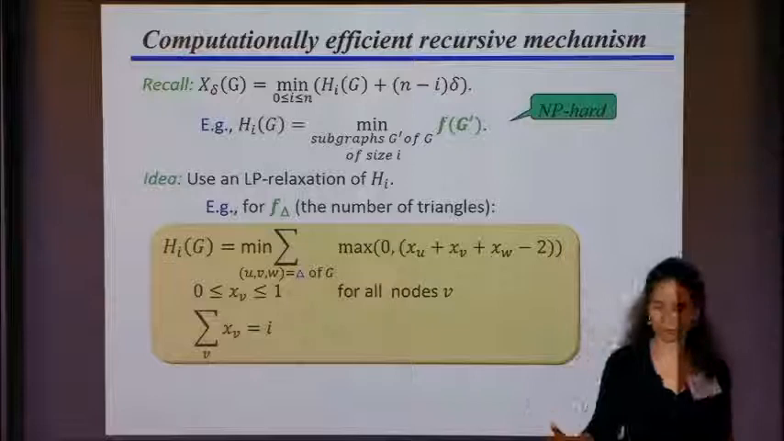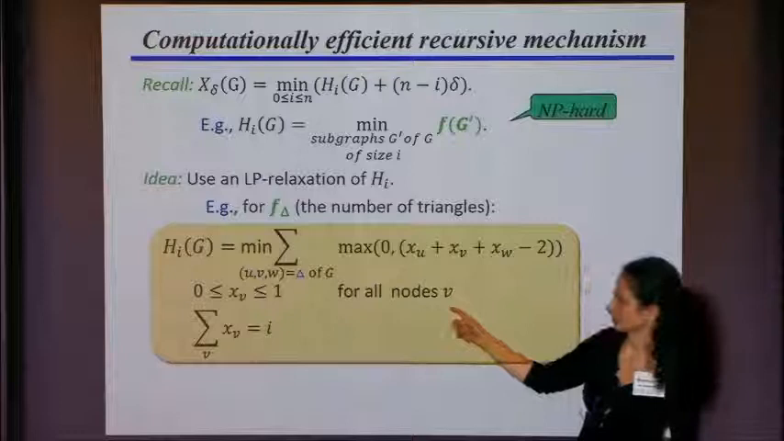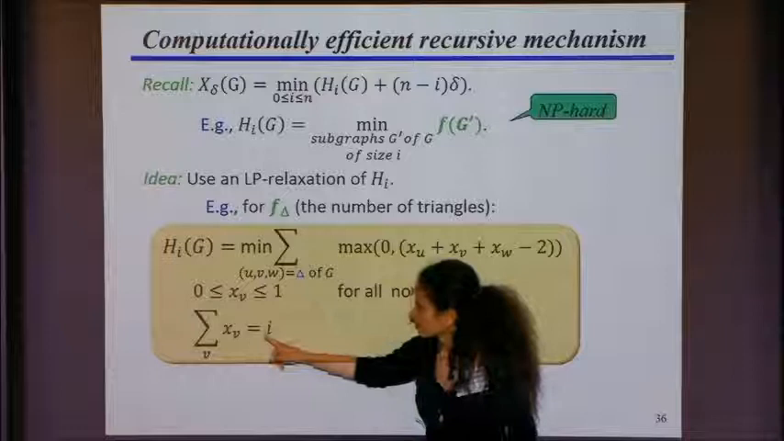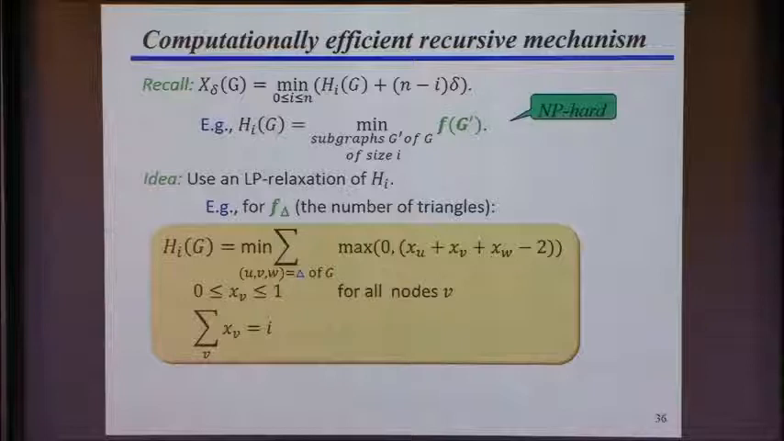So these are the variables. And the only other constraint is that the sum of these variables has to be equal to i, so we're looking at i nodes in the graph. So that's the algorithm. They use this efficient version of h_i.